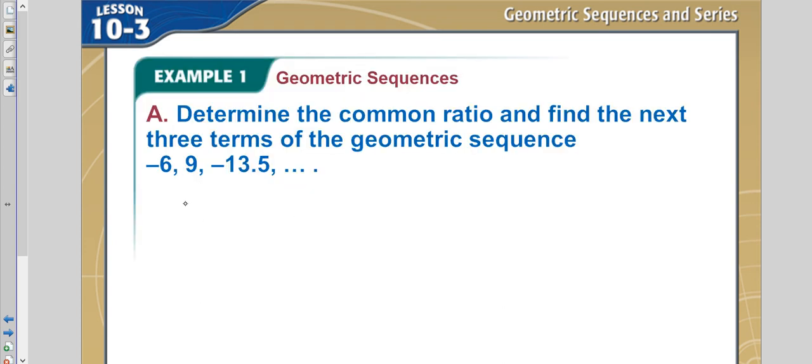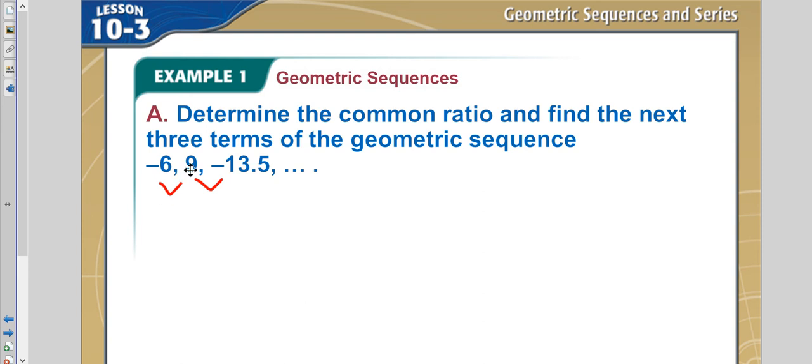So let's look at our first example. It says determine the common ratio and find the next three terms. As you notice, it looks like this is increasing by 15 if it was arithmetic. But the problem is if we try to increase this one by 15, we would not get this value. So it's not an arithmetic sequence. So we're going to guess it's geometric.